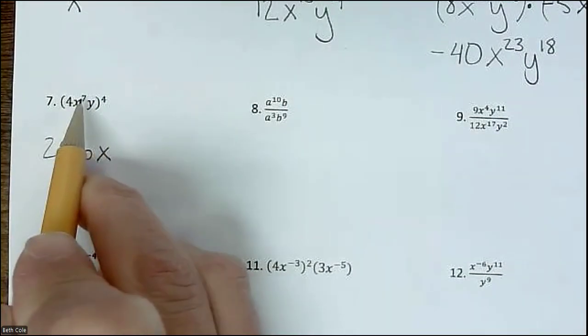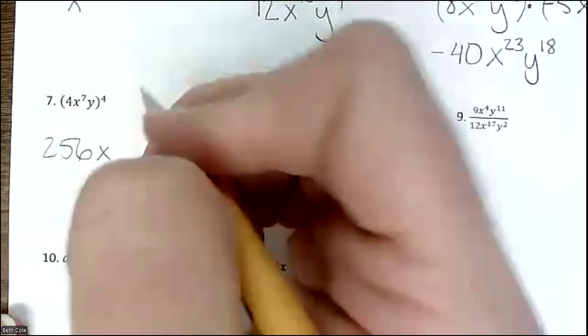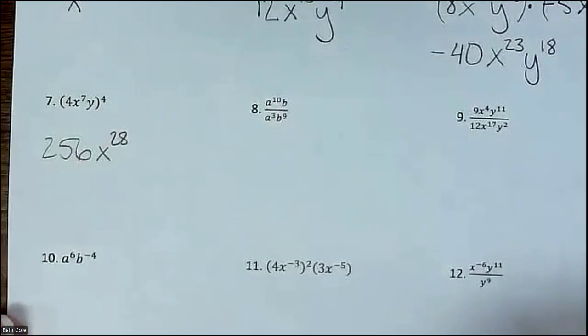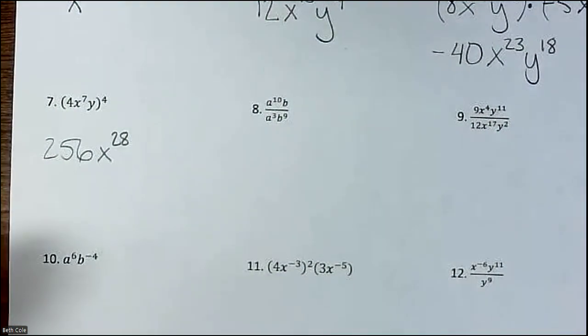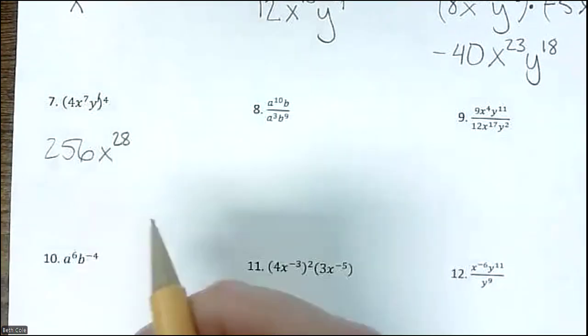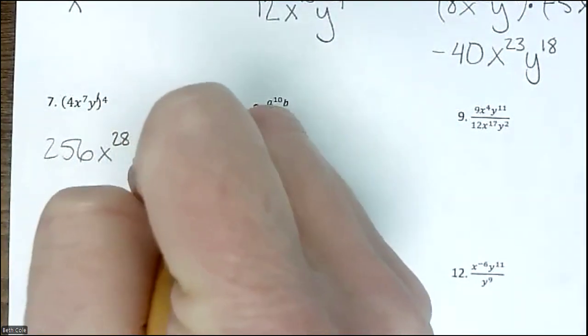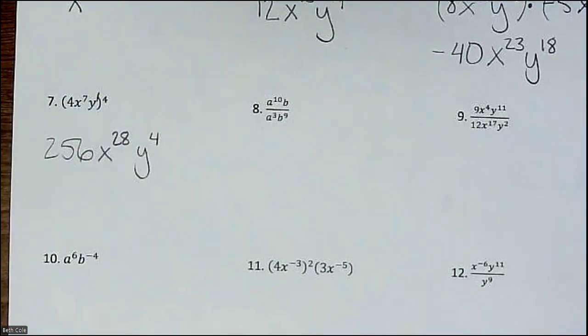This is a power, which means you do what with your exponents? Multiply. 7 times 4 is 28. And then this y really has a 1 there. So if you multiply 1 times 4 is just 4. You could kind of just look at it and go y to the 4th.